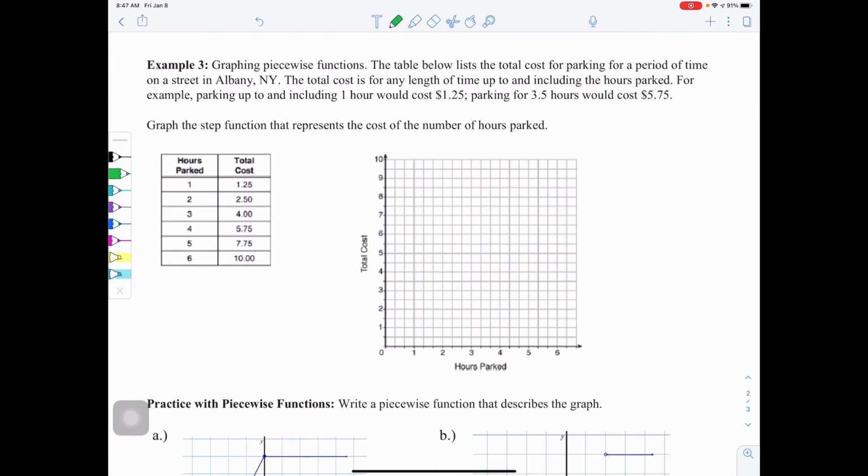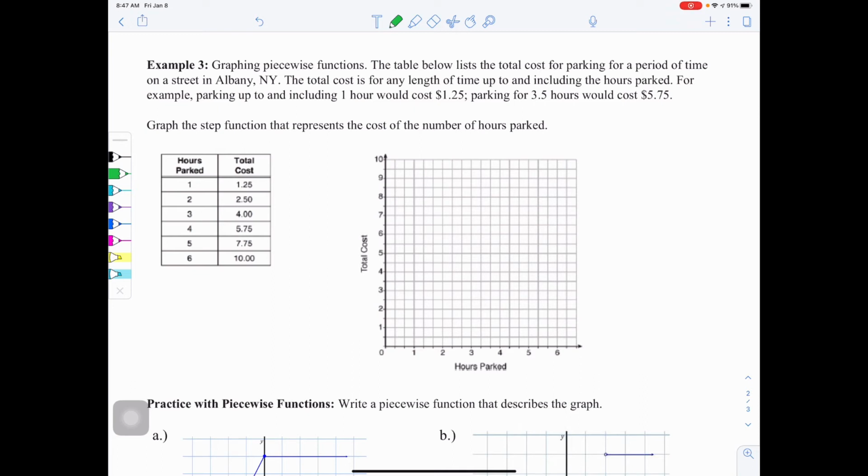In example 3, graphing piecewise functions. The table below lists the total cost for parking for a period of time on a street in Albany, New York. The cost is for any length of time up to and including the hours parked. For example, parking up to and including an hour would cost $1.25. Parking for 3.5 hours would cost $5.75. So you're going to graph the step function that represents the cost of the number of hours parked.